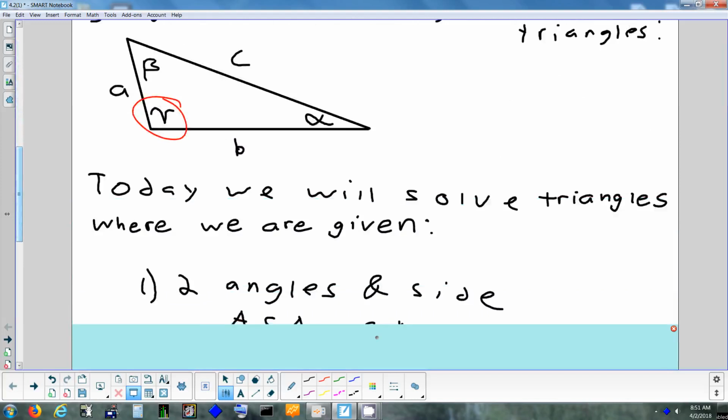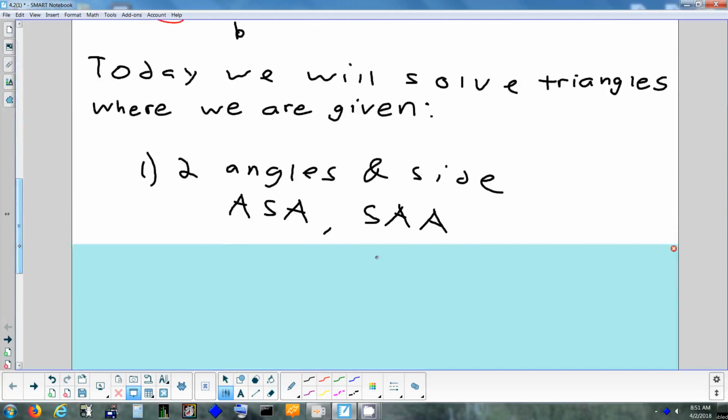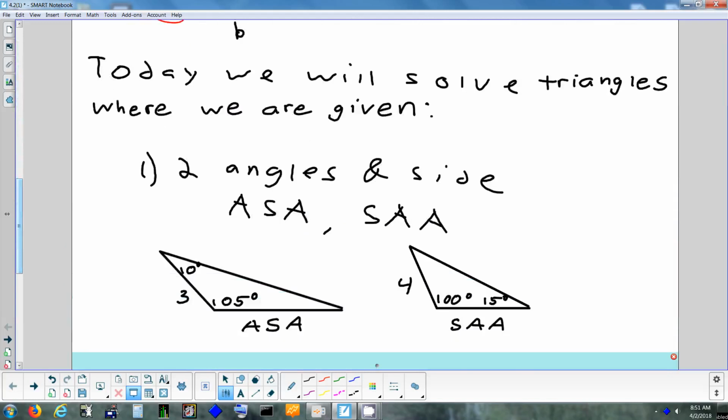One type of problem that requires law of sines is if you're given 2 angles and a side. So that's what they would start you off with in the problem. 2 angles and a side. And even within that, there's 2 ways they can do that. ASA and SAA are two different types. They both have 2 angles and a side, but here's the difference.